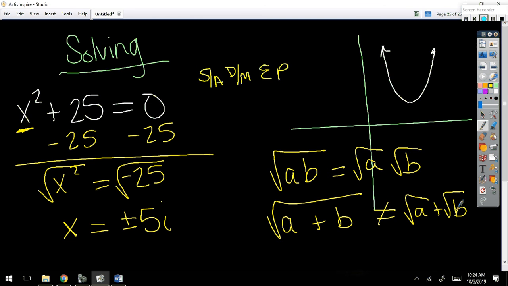One more? Oh, hold on, I don't want to do that one. That's going to be 5 again. Solve for x.